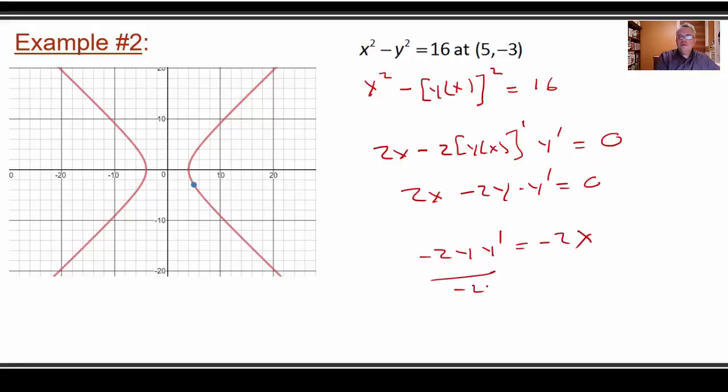I'm going to divide by negative 2y. And the negative 2's cancel. We get y prime equals x over y. That's the formula for the derivative.